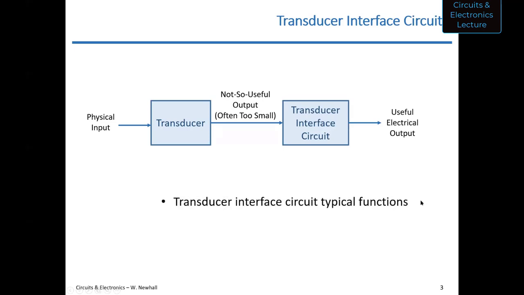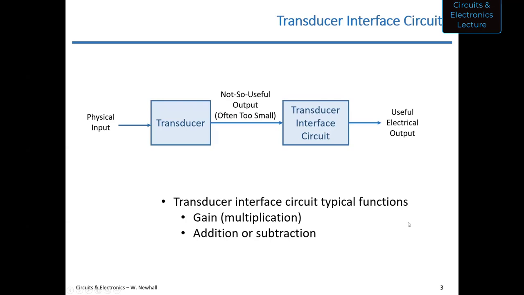So the typical functions of an interface circuit would be these. Gain. So we've talked about gain. Gain is really a voltage multiplication. It can also be a current multiplication. We'll talk about that today too. Another function might be addition or subtraction. So why would you want to do that?